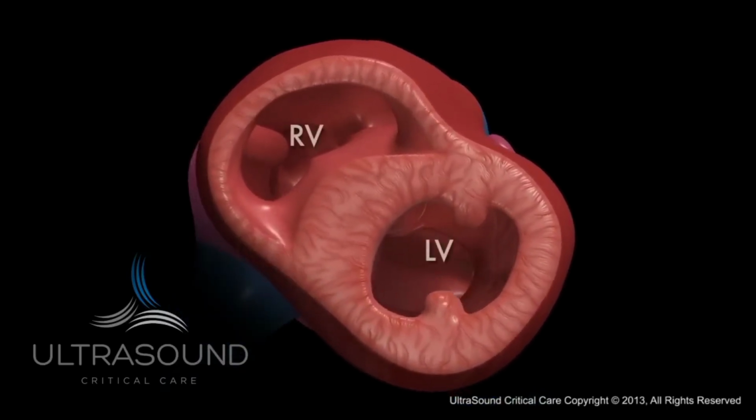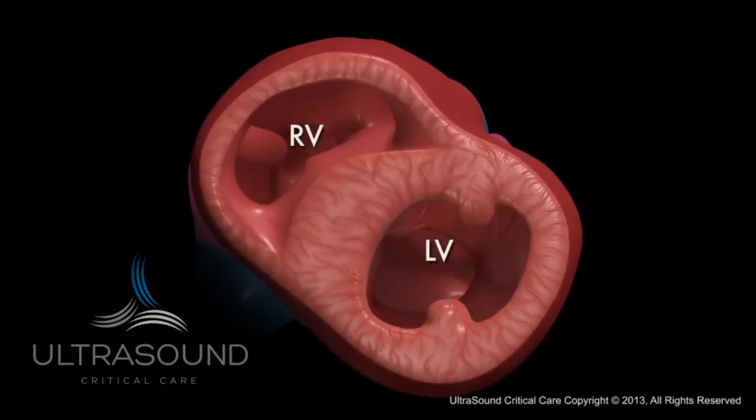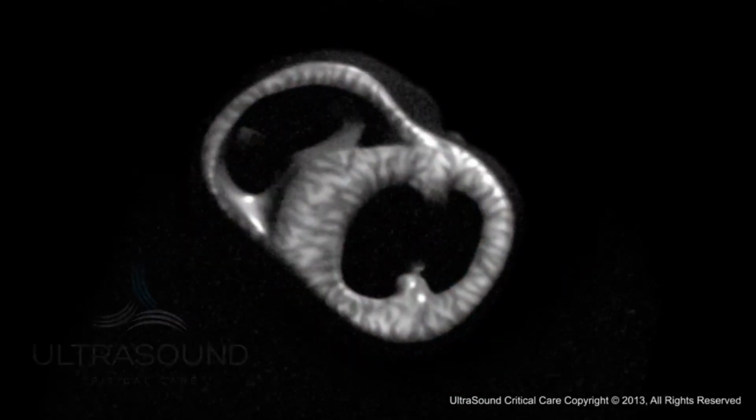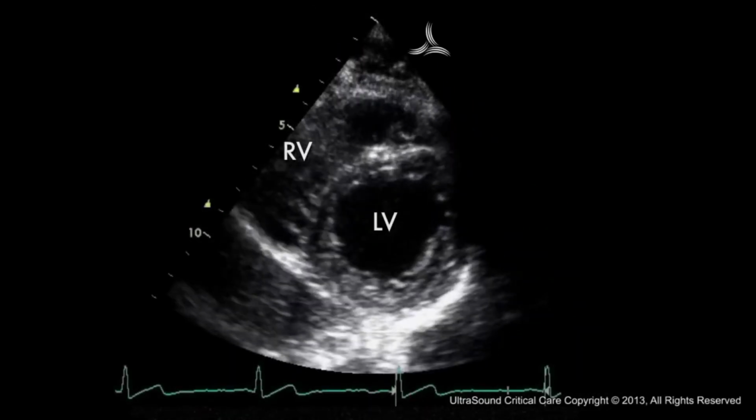Note we are visualizing the papillary muscle view of the left ventricle. The chambers are also labeled for each structure.